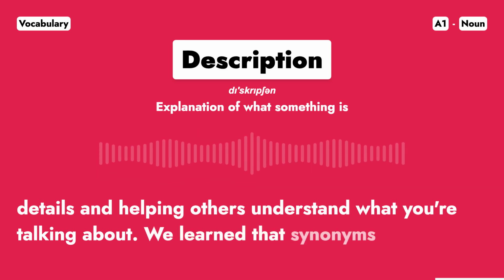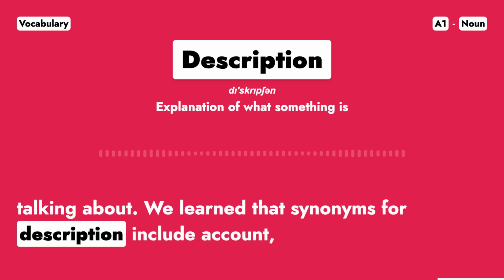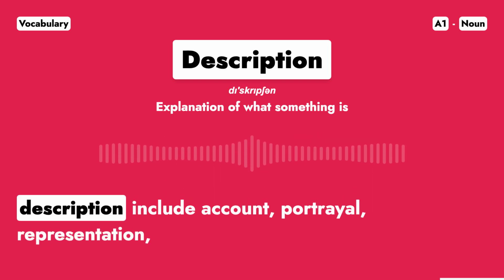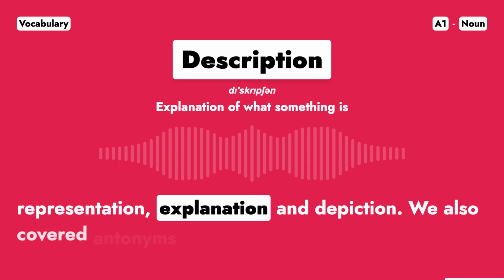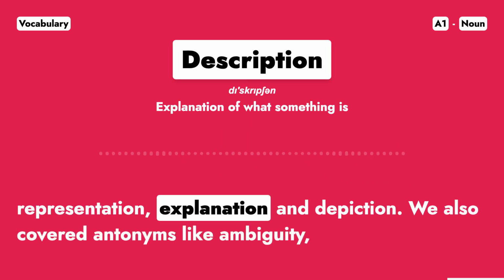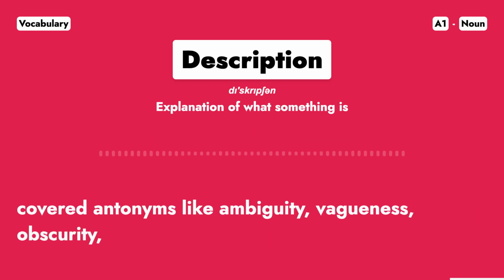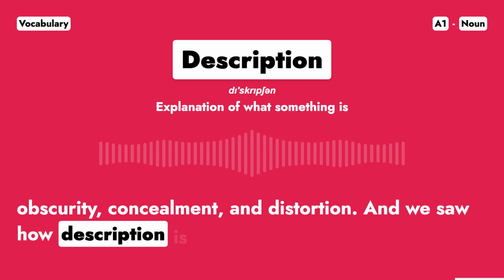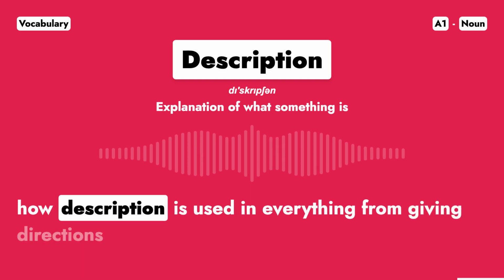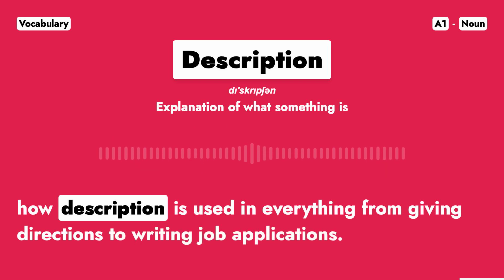We learned that synonyms for description include account, portrayal, representation, explanation, and depiction. We also covered antonyms like ambiguity, vagueness, obscurity, concealment, and distortion. And we saw how description is used in everything from giving directions to writing job applications.